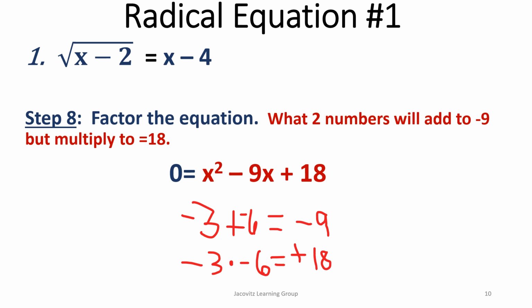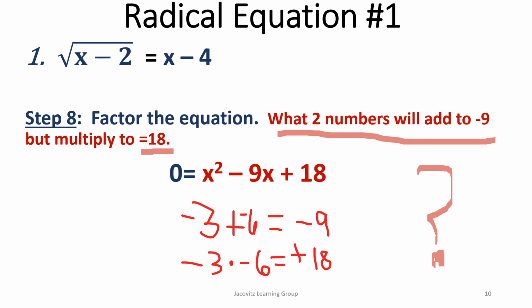Now, you want to ask yourself a question. What numbers are going to add to -9 and multiply to +18? -3 plus -6 equals -9. -3 times -6, remember, two negatives become a positive. So pretty easy when you look at it to just see that this has to be 6 or 3 and something. And this could be 3 and 6. This has to be 3 and 6 too.